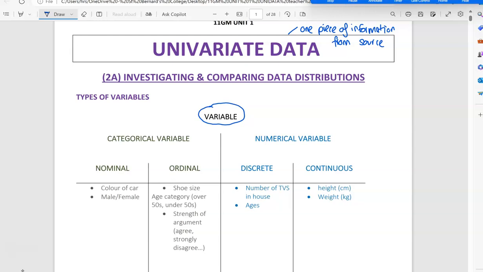First of all, it's either categorical data or it is numerical data. Sometimes I say data or variable, okay? So let's look first at categorical data. Categorical data is when it's like a category.